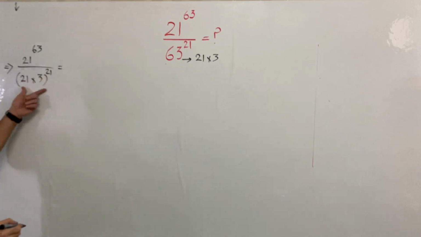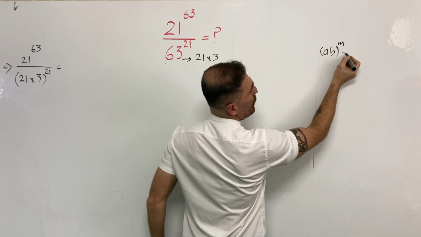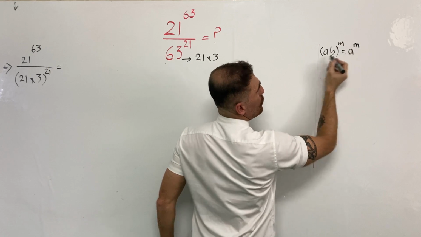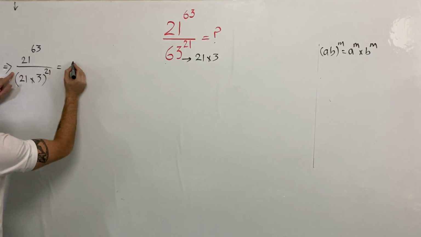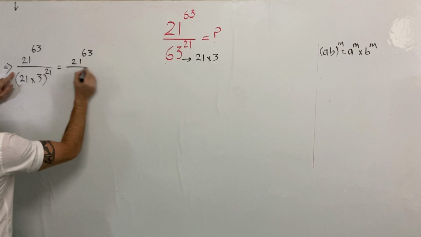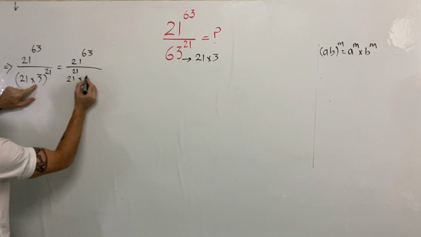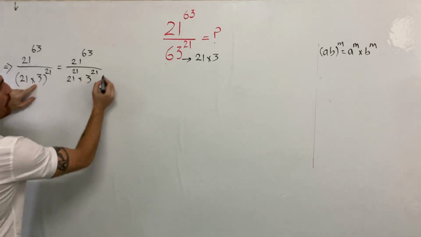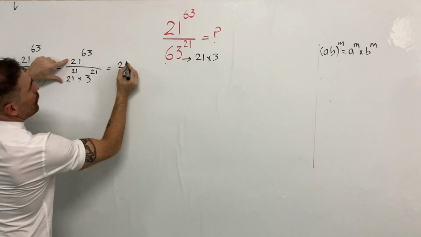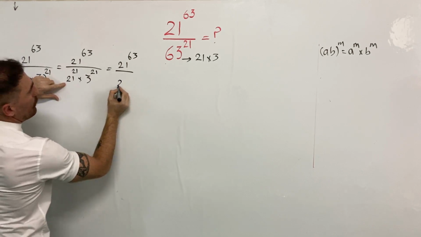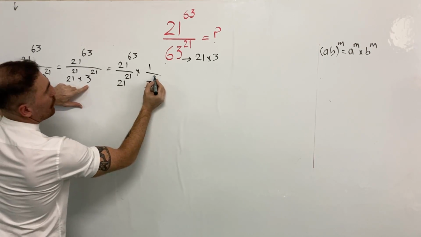21. Now I'm going to follow a math rule that says if we have ab raised to m, it can be written in the form of a raised to the power of m times b raised to the power of m. So on top we have 21 raised to 63, and the bottom is 21 raised to the power of 21 times 3 raised to 21. Now I'm going to split this fraction into two fractions. The first one, 21 raised to 63 over 21 raised to 21, times 1 over 3 raised to 21.